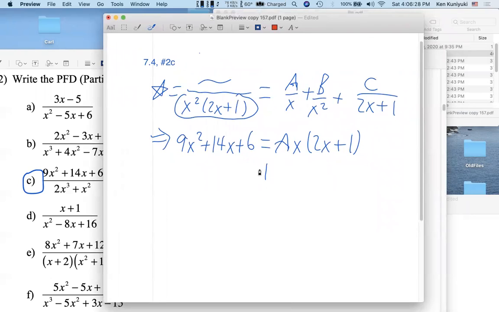Plus B. When you multiply by this, the x squared knocks out the x squared there. We still have the 2x plus 1. Plus C. This time the 2x plus 1s knock each other out. We have the x squared.